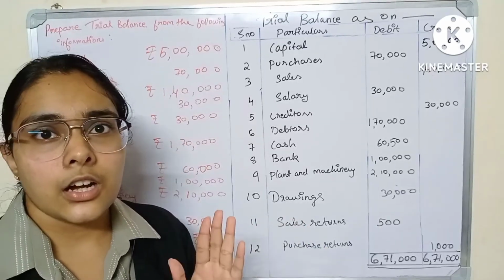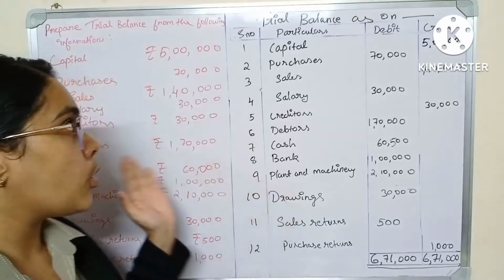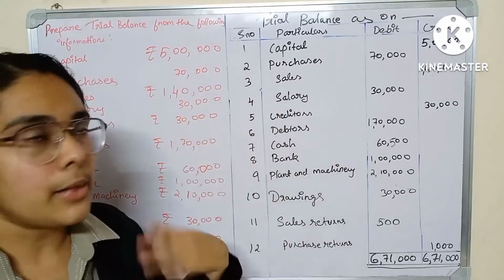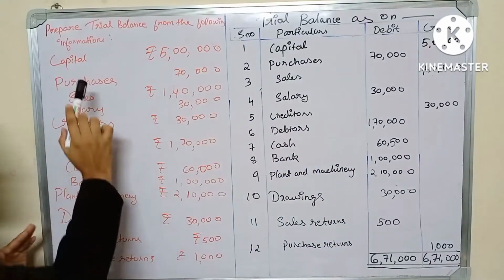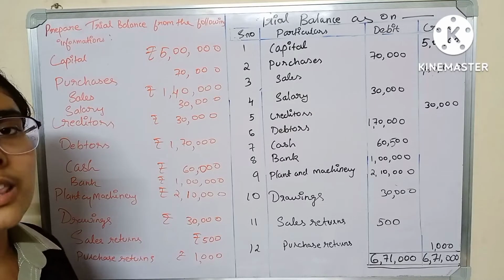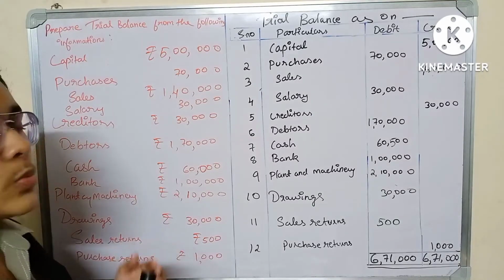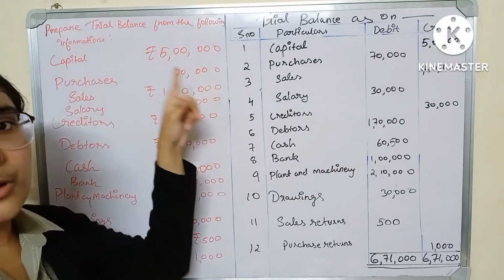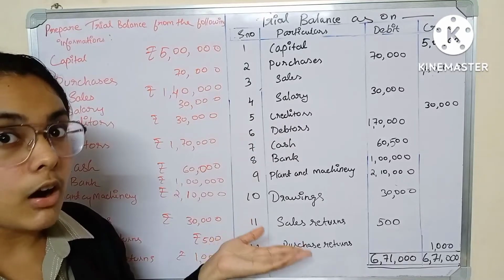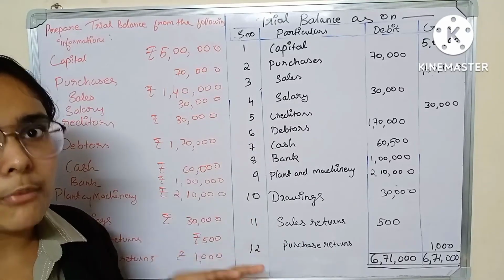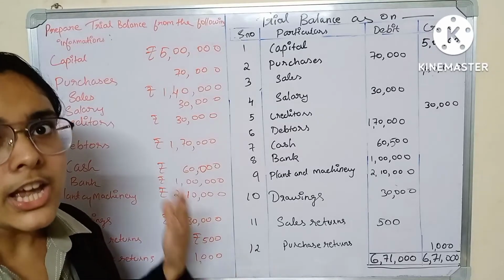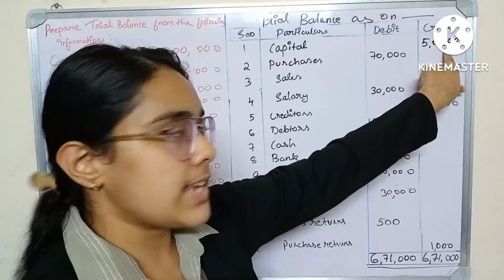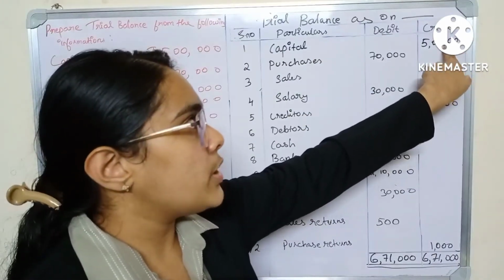So let us now see how we are going to write these things in the trial balance. Okay, so first item is capital. You know a capital is the liability for business. So it will have credit balance. This means the brought down will appear on which side? On the credit side. The brought down will appear on the credit side of the capital account. So you will write it on the credit side.